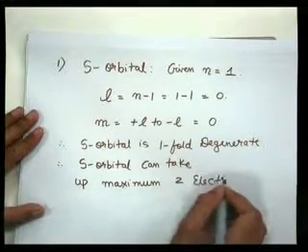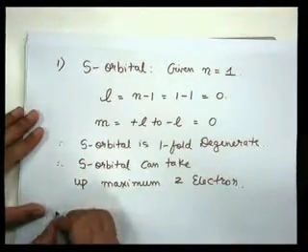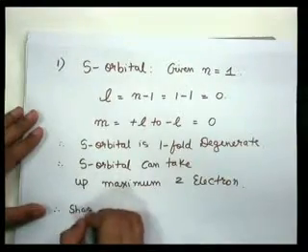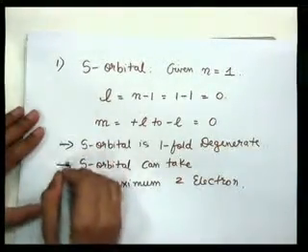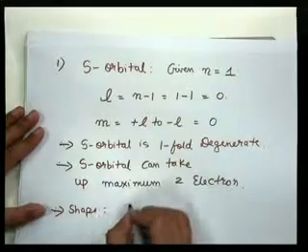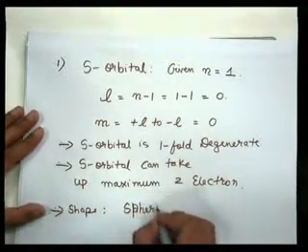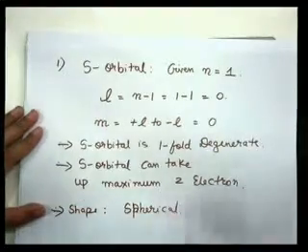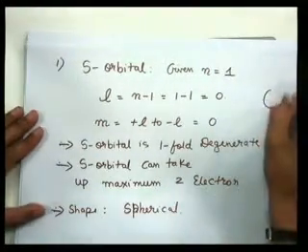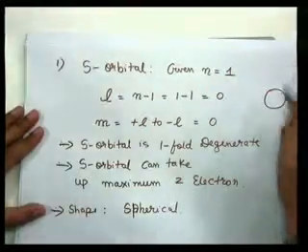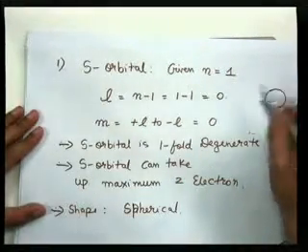And you can write down the shape here, that is shape of the s orbital is spherical. So you can draw it just like a sphere. This sphere is having uniform distribution of electrons in all the sides.